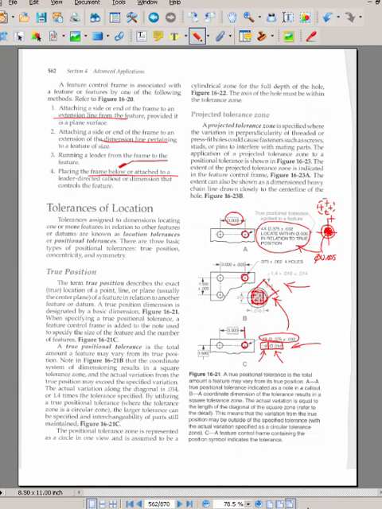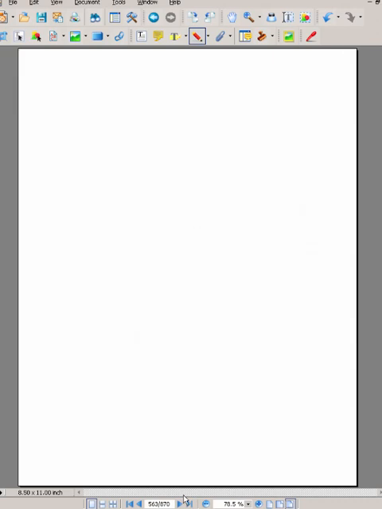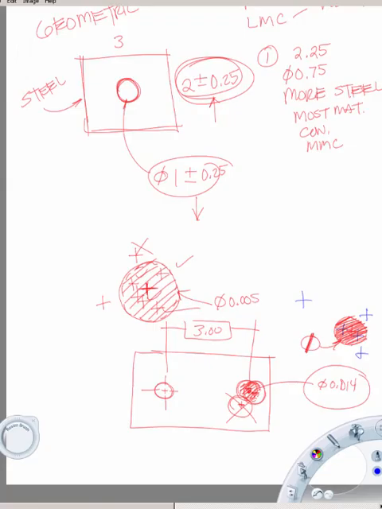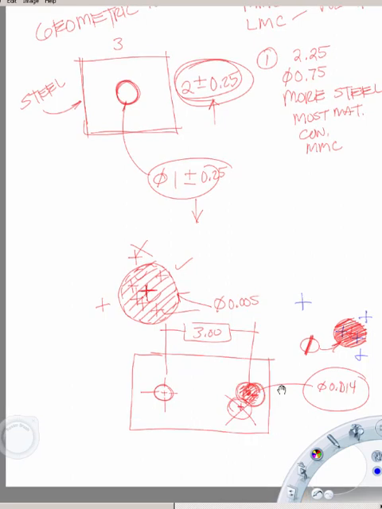Alright, so continuing on with our next one. We're now going to focus on concentricity and what that geometric tolerance means. Just to give you a brief idea of what it deals with.